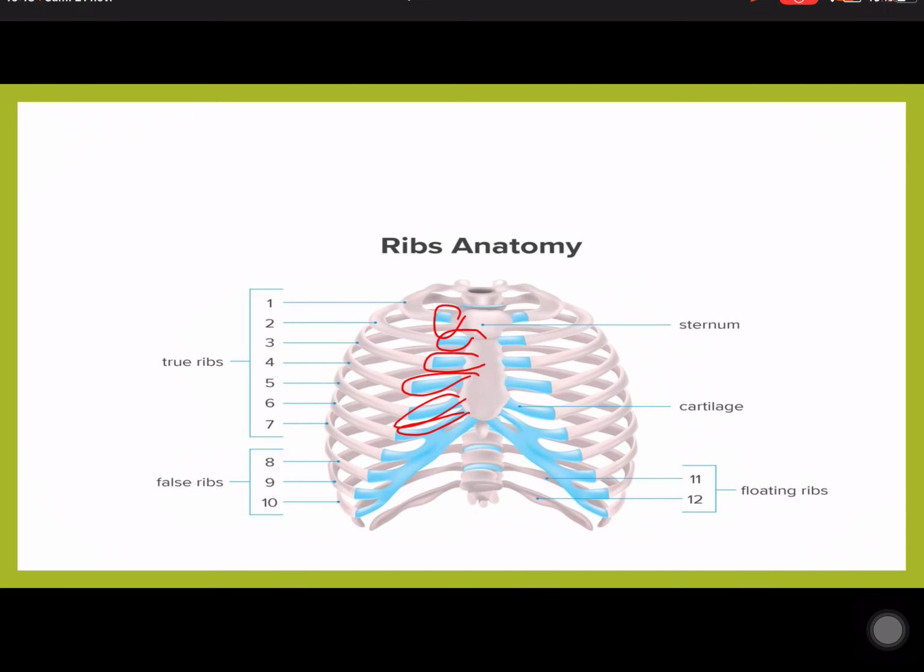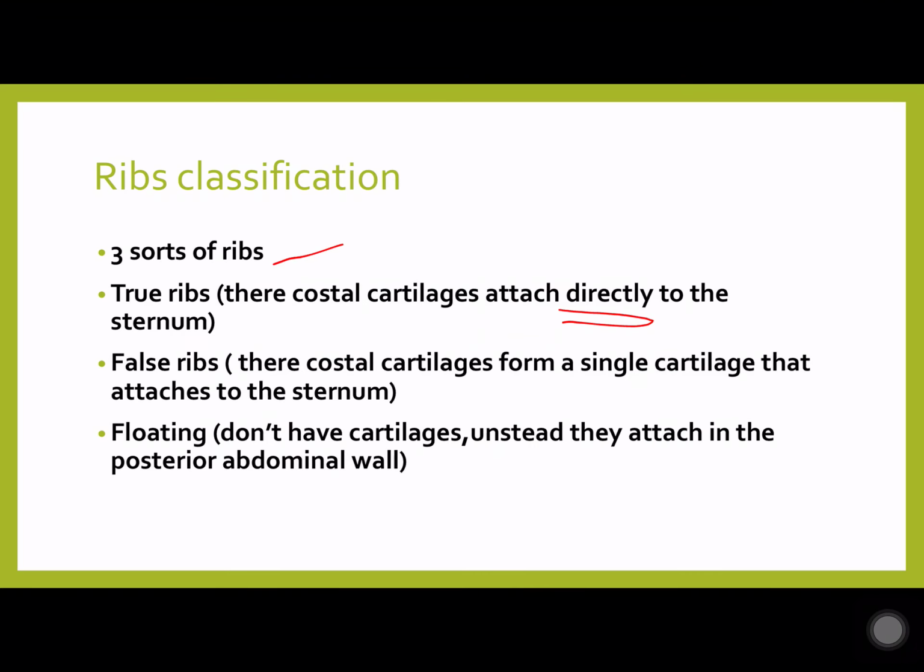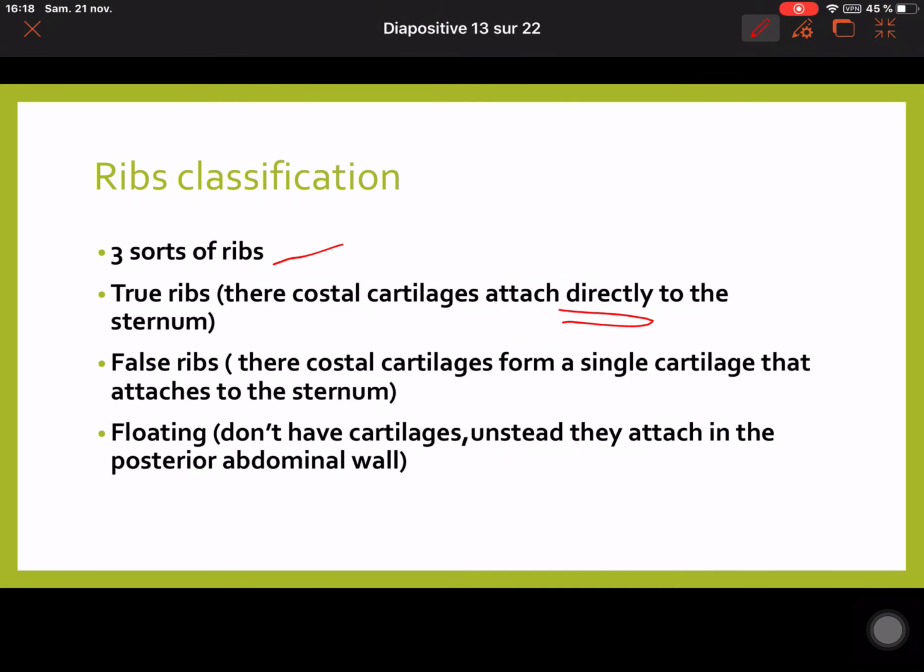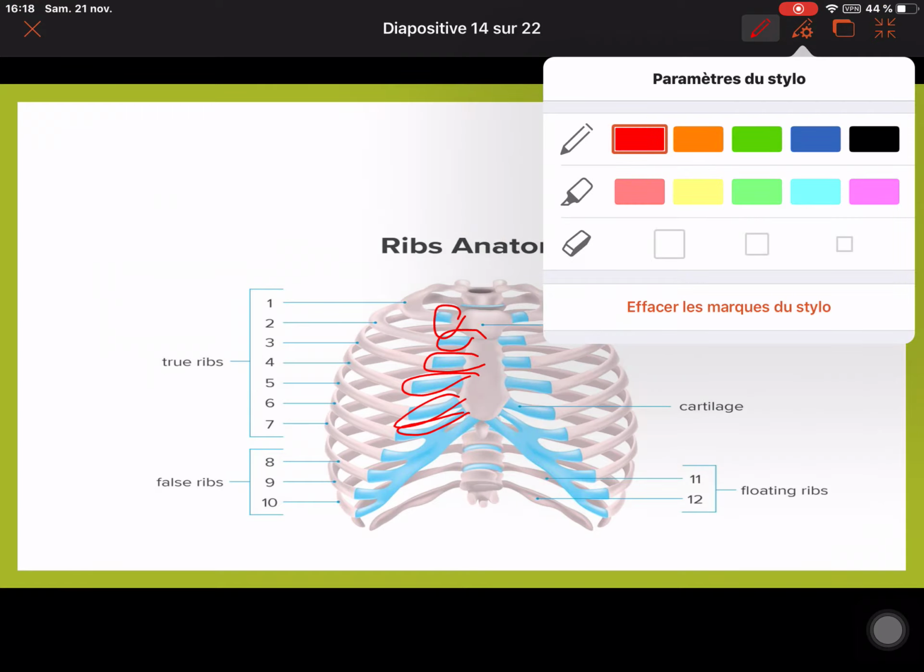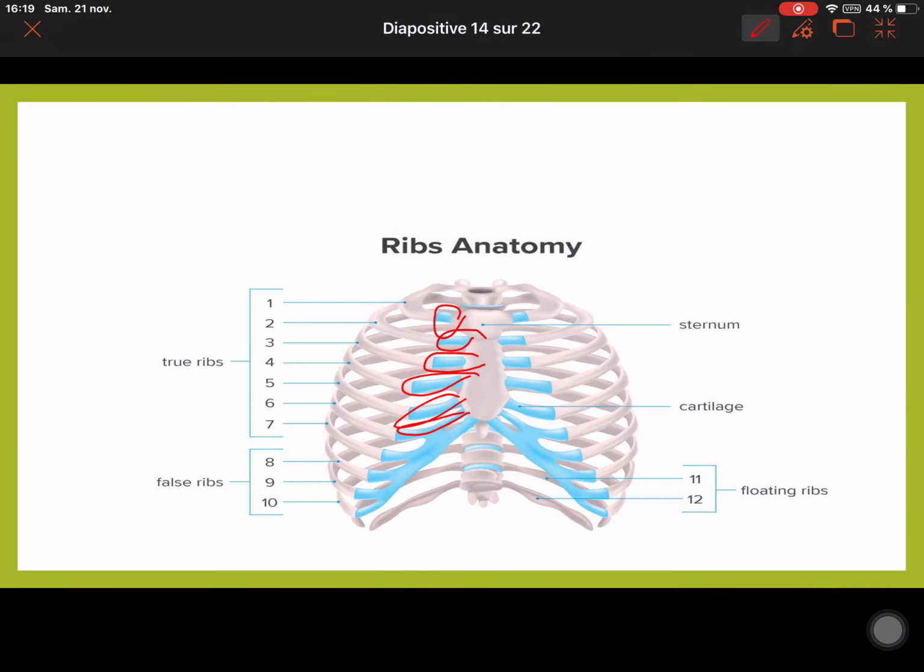Okay, let's return. Secondly, the second classification, false ribs. False ribs' costal cartilages form a single cartilage that attaches to the sternum. Let's return to the picture. We have the false ribs.